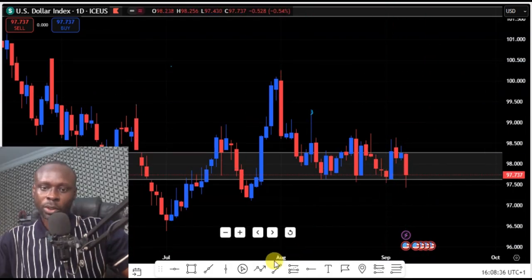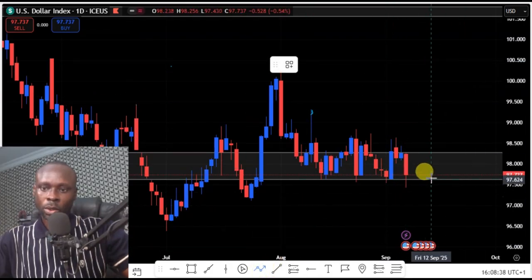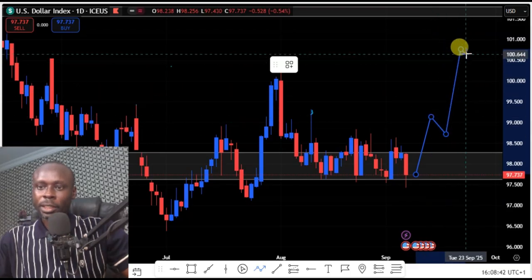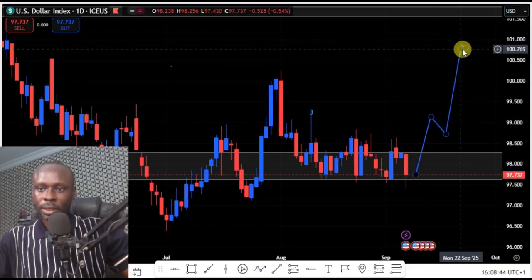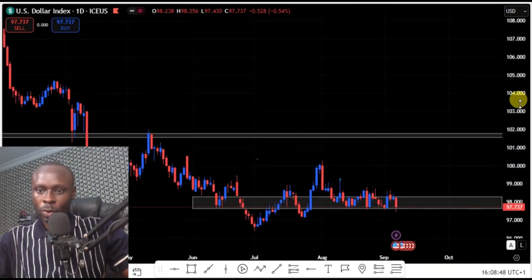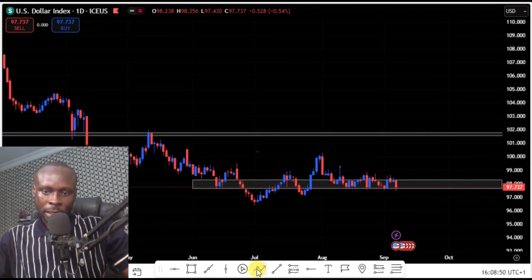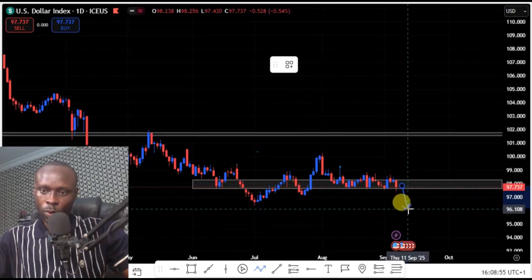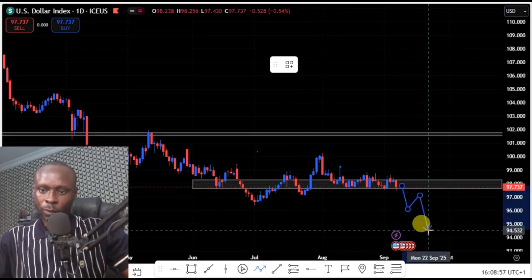Once we see a break of the inner structure on the dollar index, then we'll start looking for our buying opportunity. For the sell scenario on the dollar index, we expect price to take out this higher low. Once price can take out this higher low, we start looking for possible selling opportunities for the dollar index.